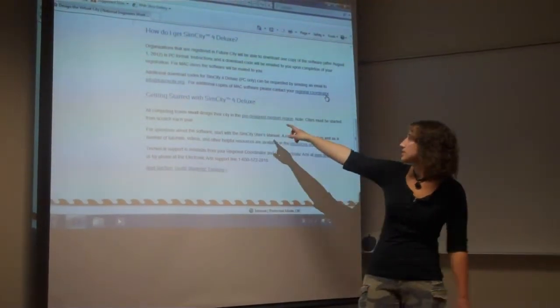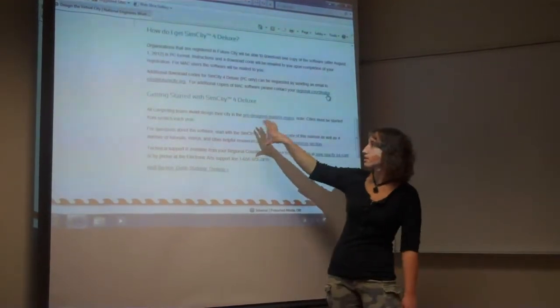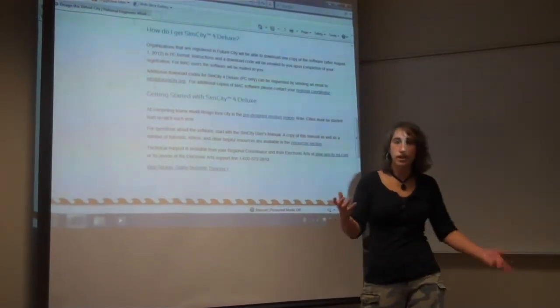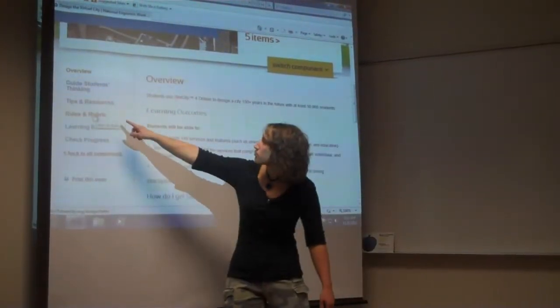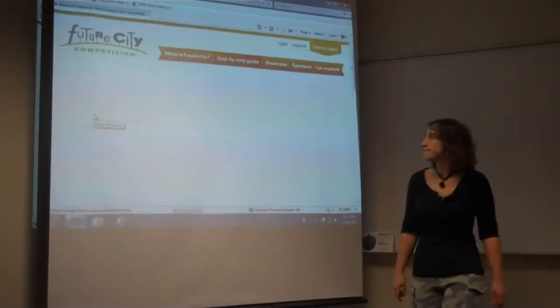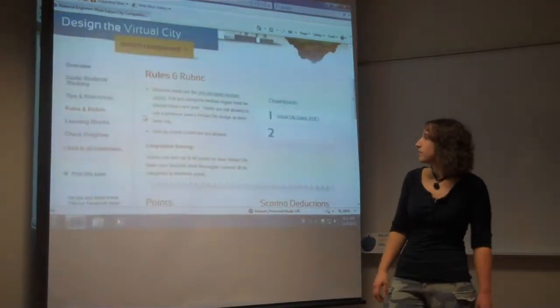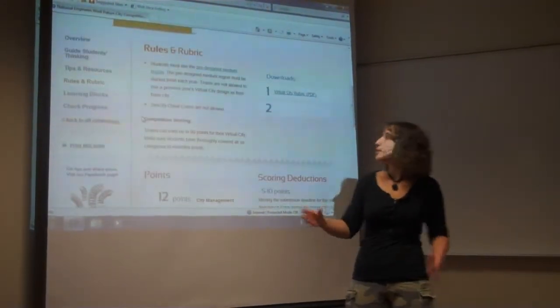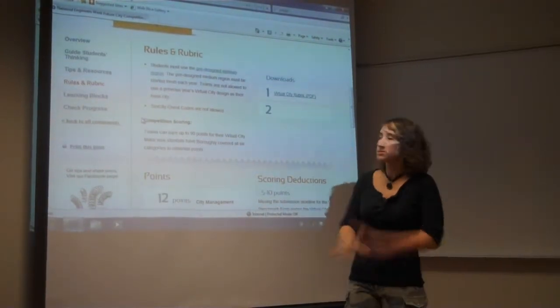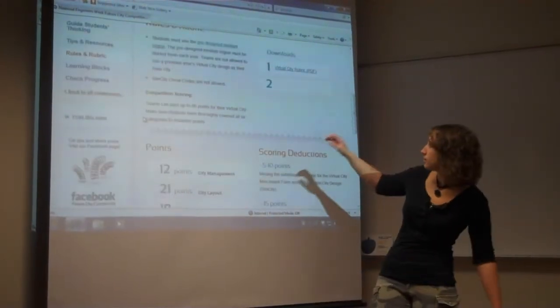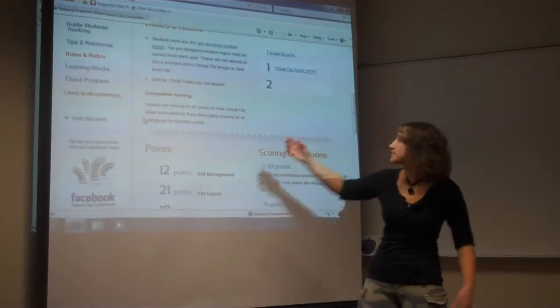Getting started with SimCity. Now that we're going to know how to get started, we need to know the rules and regulations. So let's go back up to the left-hand side. We're going to go to the rules and rubric. Okay? The most important thing to remember is that you're going to be on a pre-designed medium region. This is what you're going to build on. Okay? No cheat codes, sorry guys.